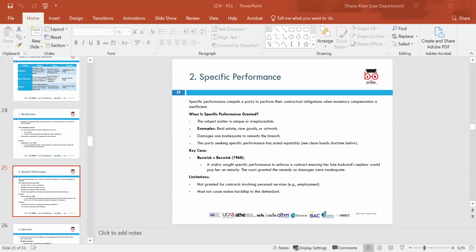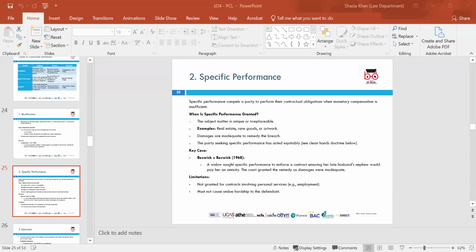A popular case in regards to that is Bestwick and Bestwick, 1968. In Bestwick and Bestwick, an uncle sold a business to his nephew with the agreement that the nephew would pay an annuity to the uncle's widow. After the uncle's death, the nephew failed to pay the annuity, and the Court of Appeal held that specific performance could be ordered to enforce the agreement in this case.